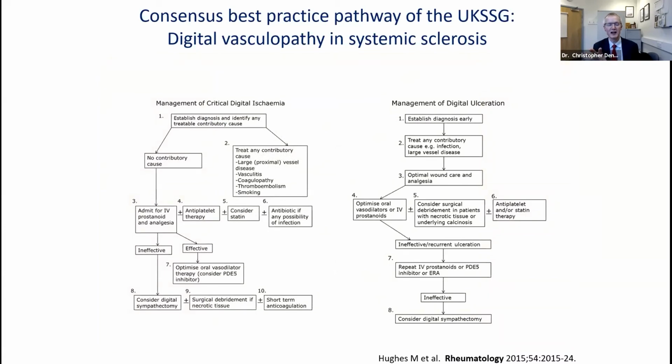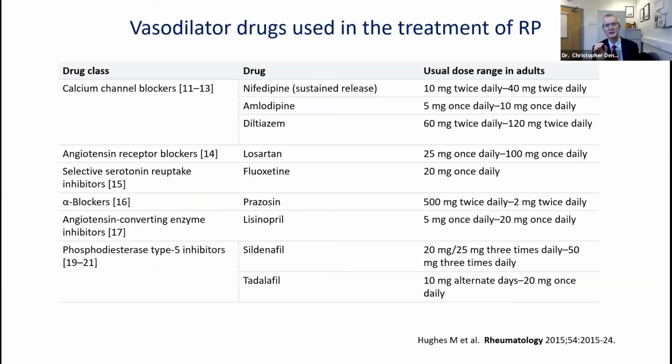But we also recognize that it's not just Raynaud's phenomenon we need to manage, the digital ulcer disease, and we also need to recognize that some of our patients will develop very severe critical digital ischemia and infarction of digits in systemic sclerosis. And this is where we think there is a role for antiplatelet therapy, but we would tend to use clopidogrel in this case, so a more aggressive antiplatelet strategy than low-dose aspirin.